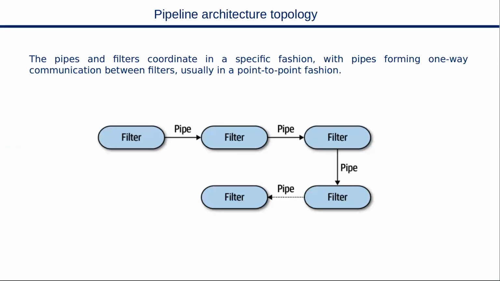So what is the topology? The topology is that pipes and filters coordinate in a specific fashion, with pipes forming a one-way communication between filters, usually in a point-to-point fashion. Here is the general look of how the pipeline architecture looks like, and we have to get a better understanding of what actually a pipe and a filter are.